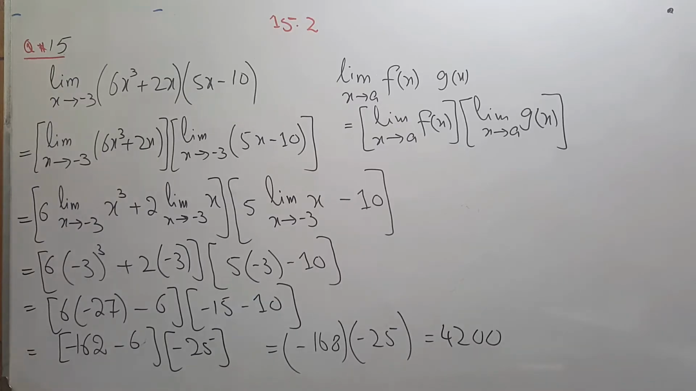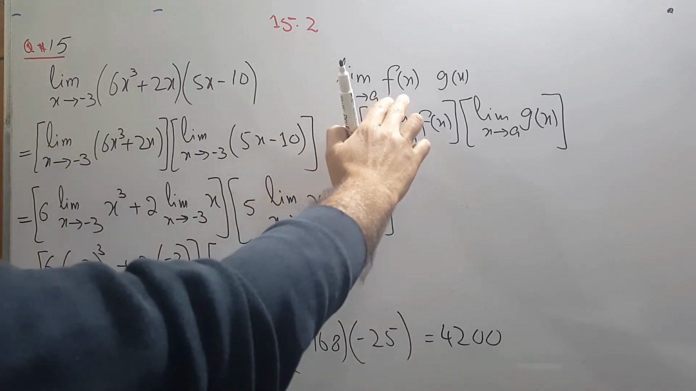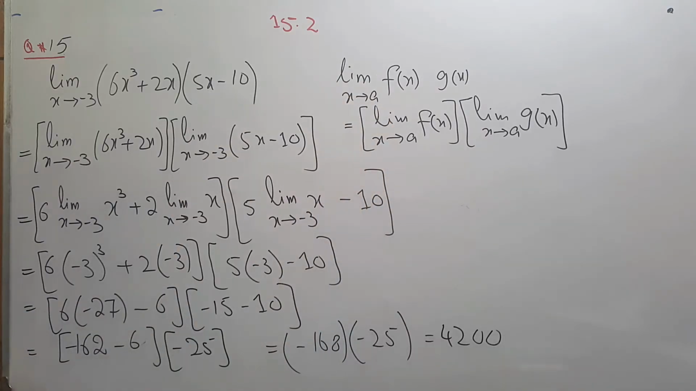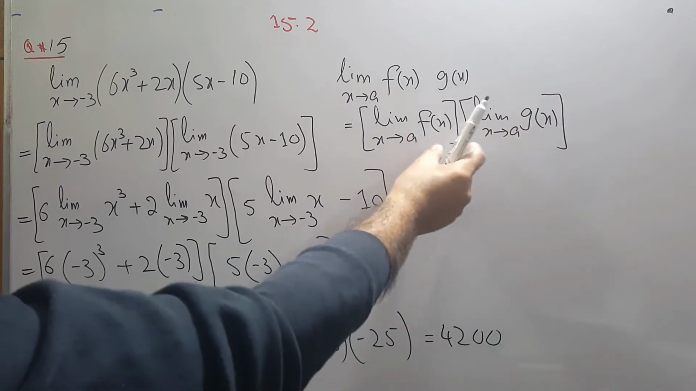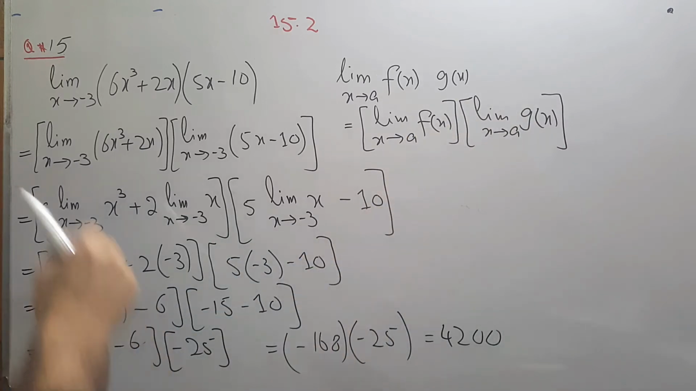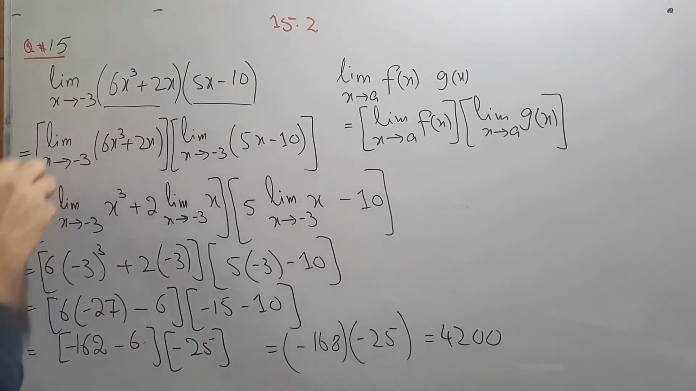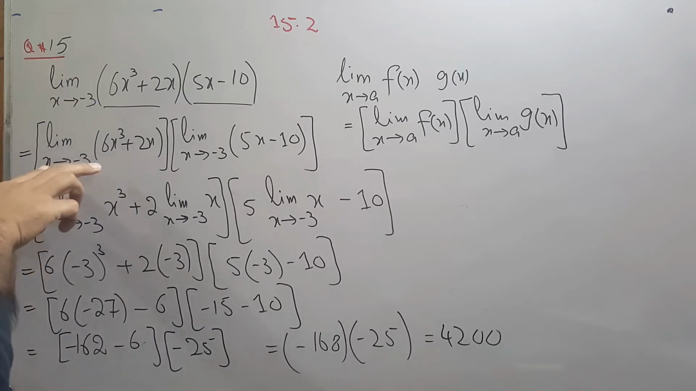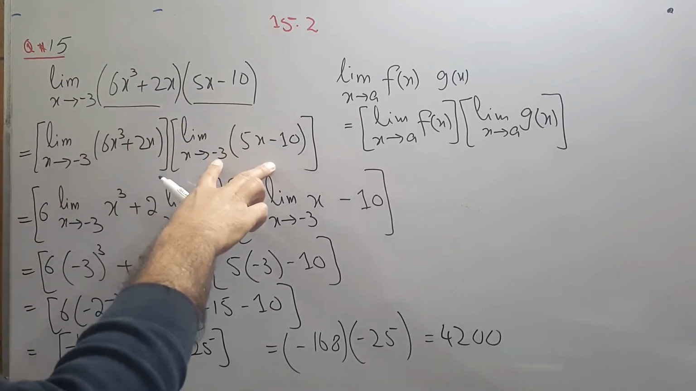Question number 15. It is using a different property now. Two functions are multiplying. So the property: if you have one function and two functions and they're multiplying, and you apply the limit on it, you can apply the limit on both of them separately, and still they will multiply. So what we can do is we have this one function and this one function. So we'll apply the limit on both of them separately and multiply them. So we apply the limit on this function into apply the limit on this function.